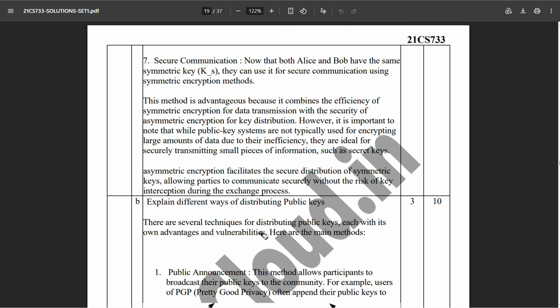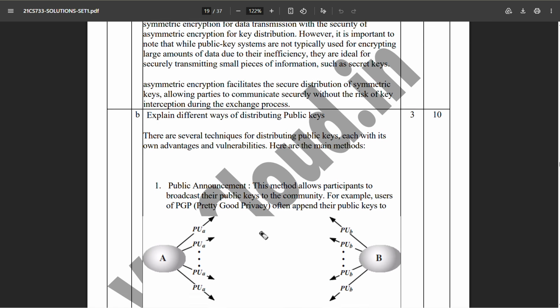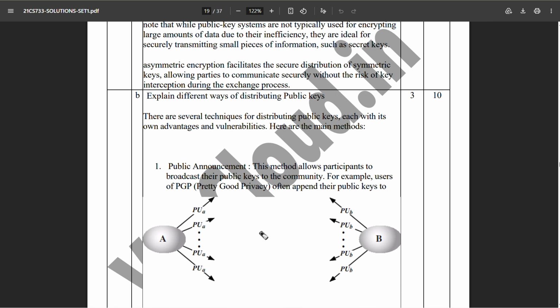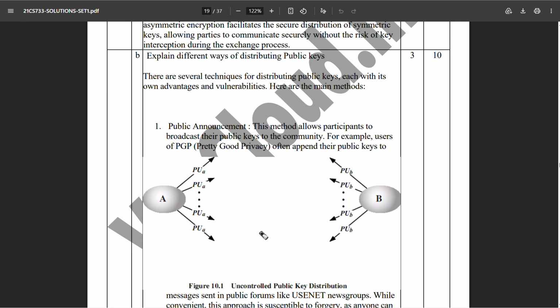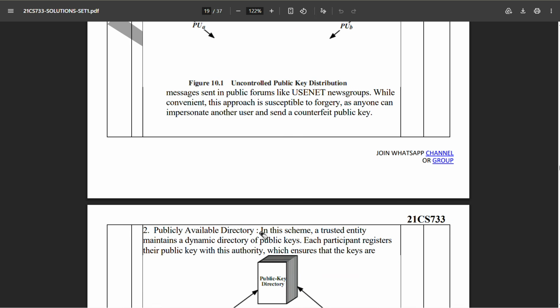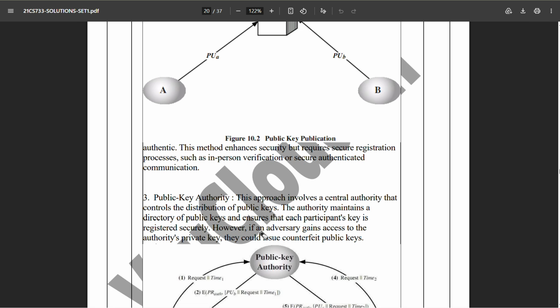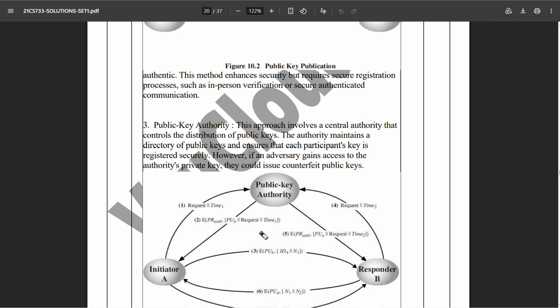Next question is explain different ways of distributing public keys. In this, you have to explain what are the different ways used to distribute the public keys. The first one is public announcement. The second is publicly available directory. These are the diagrams for public key publication. The third thing is public key authority.